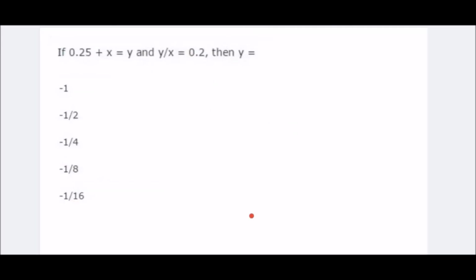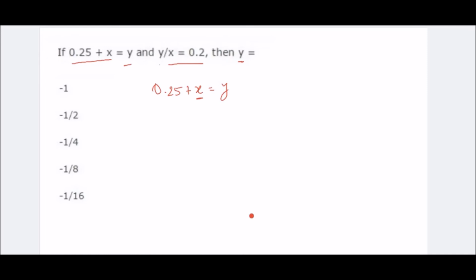So here is our next question. If 0.25 plus x is equal to y and y by x is equal to 0.2, then y is equal to what? The equation given here is 0.25 plus x is equal to y. So we have to find out the y value, right? So we need to find the value of x to put here.